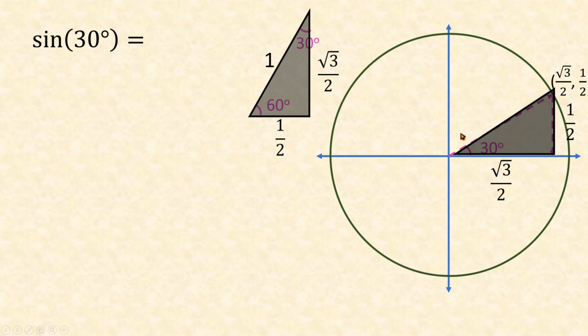Now they want sine, right? Sine of my reference angle. Sine is opposite over hypotenuse. So I have 1/2 over 1, which is just 1/2.